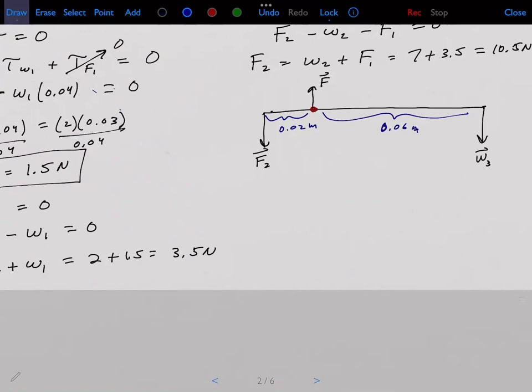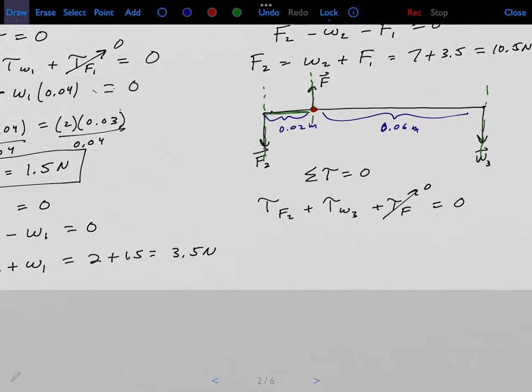Okay, so 0.06 meters. All right. So again, the sum of the torques must equal 0. So I have a torque due to F2 plus a torque due to W3 plus a torque due to F. That's got to equal 0. And we know immediately that this one is 0, right? Because it has no moment arm. The line of action of F goes right through the axis of rotation. And then these moment arms for F2 and W3 are just going to be these horizontal distances, right?